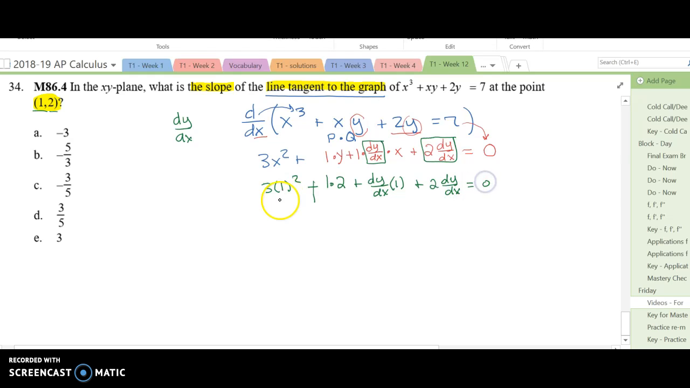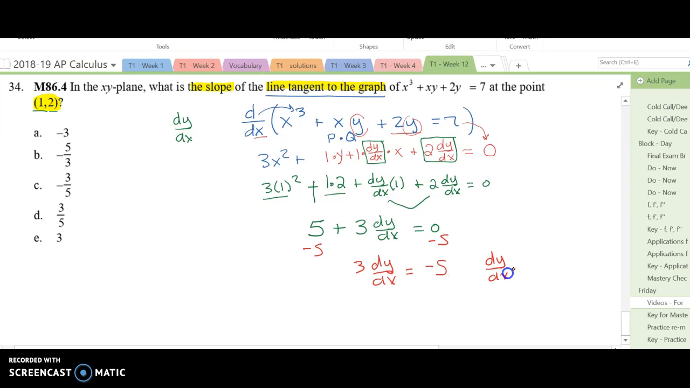all equals 0. Collecting like terms, I have 3 and 2 is 5, plus, adding those like terms, I have 3 dy/dx equals 0. I'm going to subtract 5. 3 dy/dx equals -5, or dy/dx equals -5/3.